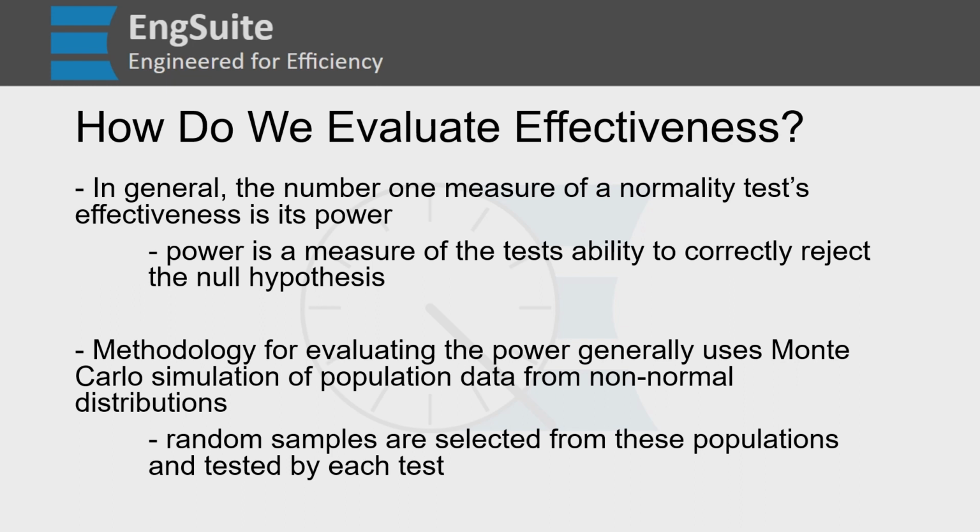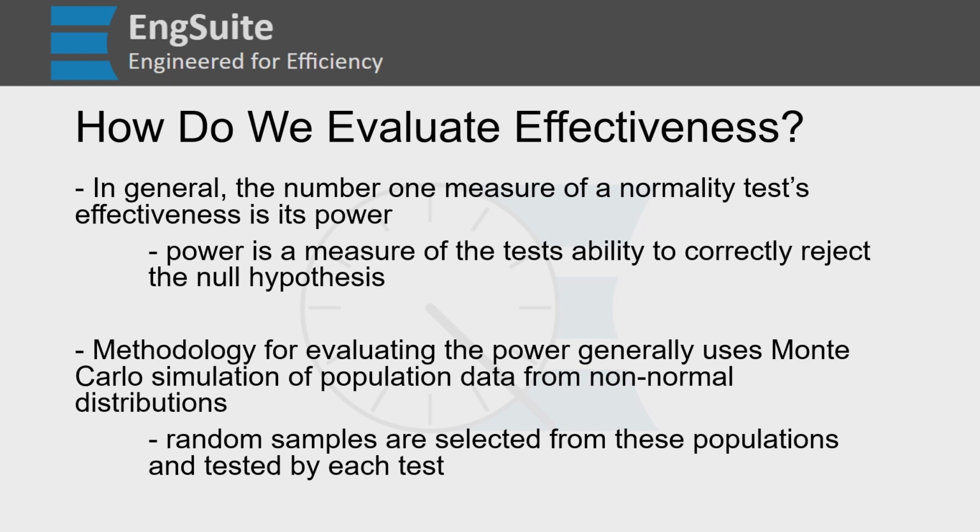Okay, so how do we evaluate the effectiveness of a normality test? Well, in general, we use what's called the power. And so the power is a measure of the test's ability to correctly reject the null hypothesis. So that means, if you've ever heard of type 2 error, which is failing to reject the null hypothesis when the null hypothesis is not true. So in this case, when non-normal data is fed to the test, its power is the ability to detect that non-normality and reject the data.